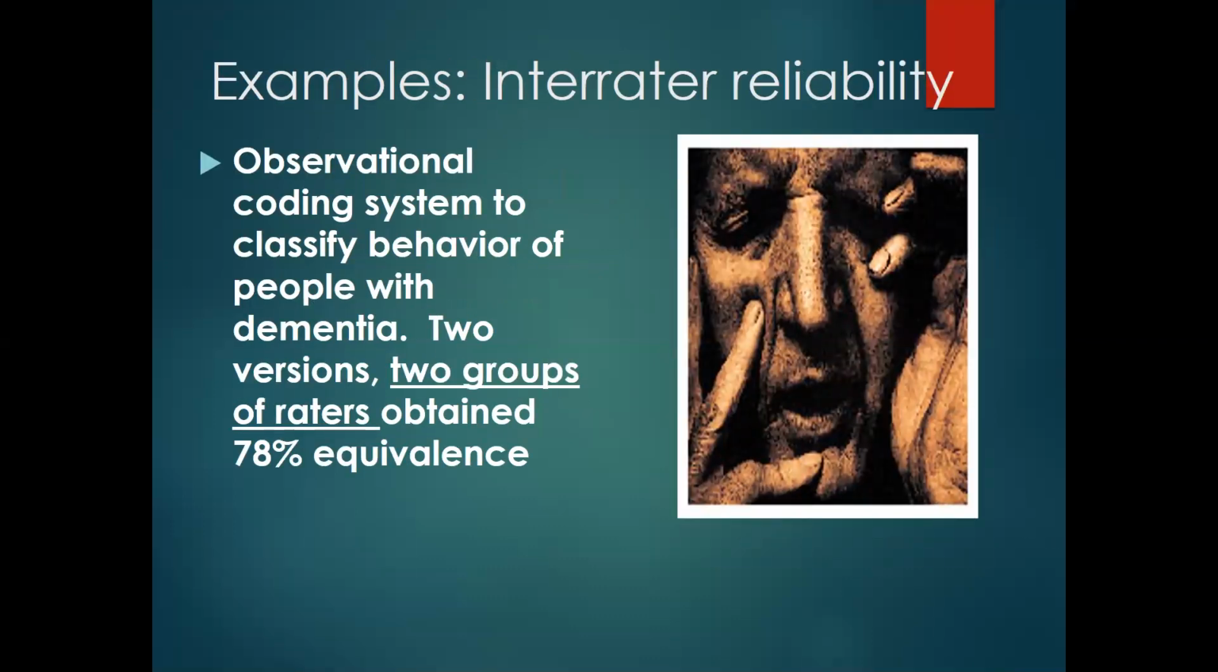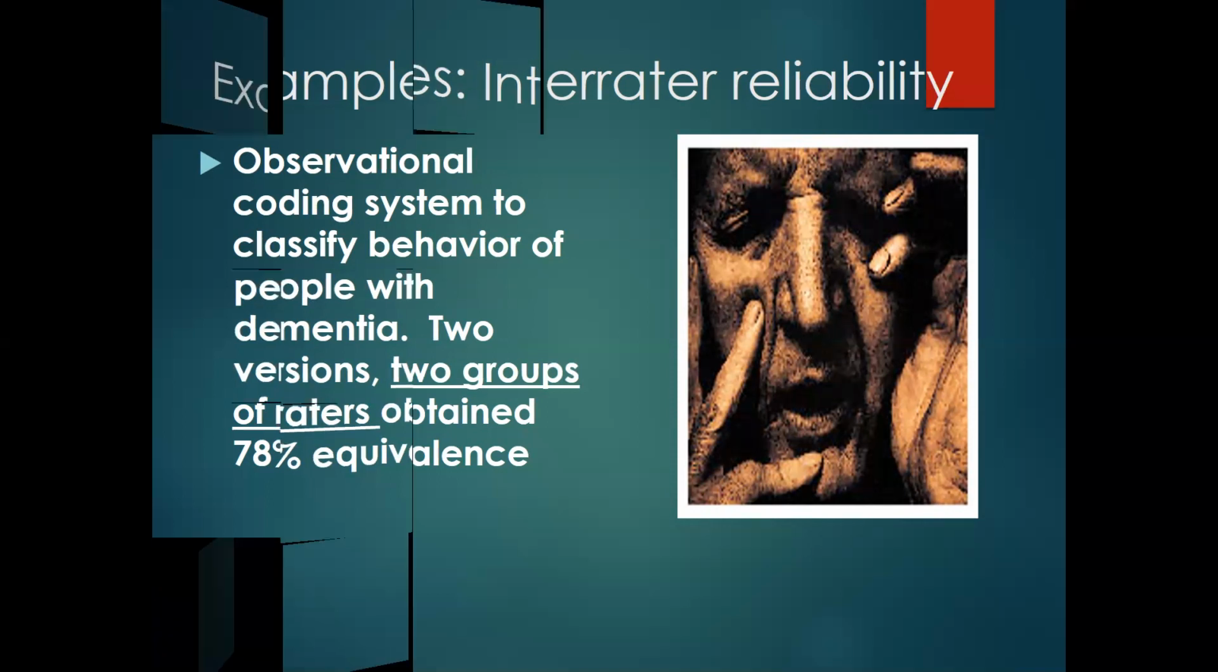Here's an example. Observational coding system to classify behavior of people with dementia. There's 2 versions, and 2 groups of raters obtained a 78% equivalence. So that could be reported as a 0.78 equivalence. And this is an example. When they say equivalence, you need to think about the word inter-rater reliability.